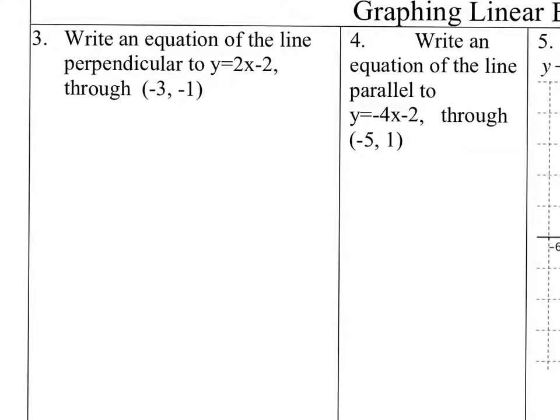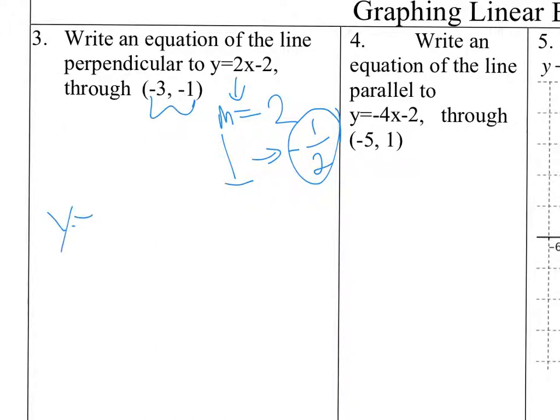Question 3. Write an equation of the line perpendicular to y equals 2x minus 2 through negative 3, negative 1. Okay, step 1. I know that the slope of my original line is 2. Perpendicular slope means that we're doing the reciprocal, so 1/2, and making it negative, or you're taking the opposite sign. So that's my slope. Second thing, I need a point. Oh, look, they give me a point.